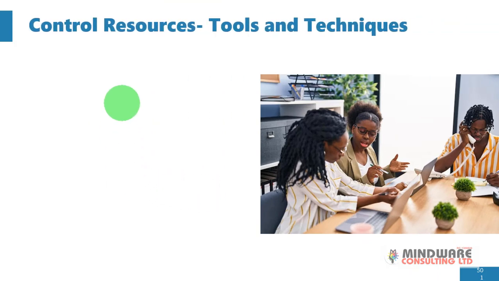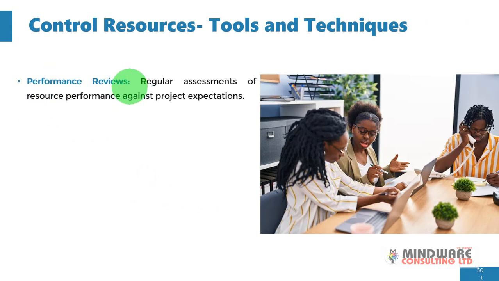What are the tools and techniques that you use for this sub-process? Performance reviews: regular assessments of resource performance against project expectations. So you must have your project expectations at the front burner of your mind. The expectation is going to be the standard for measuring the performance of your team members during the assessment. You're going to be benchmarking performance against the expected standards, which are the project expectations, the project requirements, stakeholder requirements and all that.